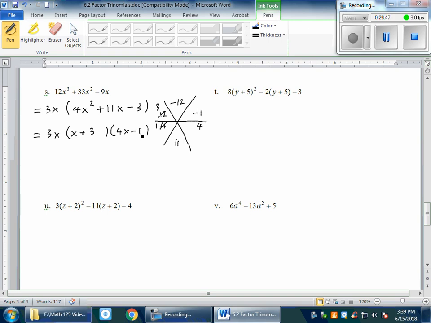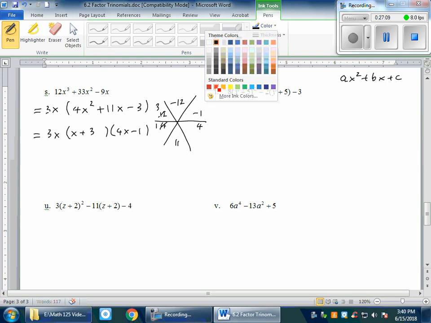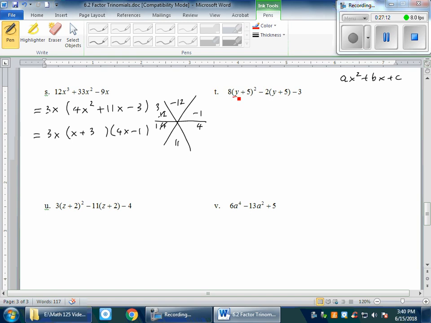So from example T and on is a new technique that we're going to learn how to factor. Okay, these type of problems are called quadratic in form, meaning you can rewrite it into ax squared plus bx plus c format. And how do we determine that? Take a look at the problem. Notice that in the first term I have y plus 5 squared, and in the second term I have y plus 5 to the first power. So that's basically sort of talking about, like, x squared and an x format, first term and second term.